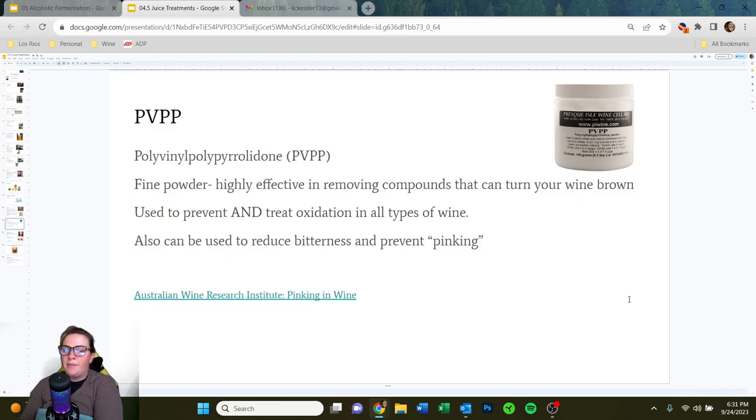Cool. So that helps a lot. That's very common practice. I've used bentonite at every single winery I've ever worked at. So very, very common. It's inexpensive. It's just very easy to work with.